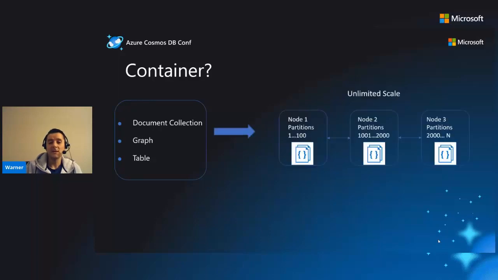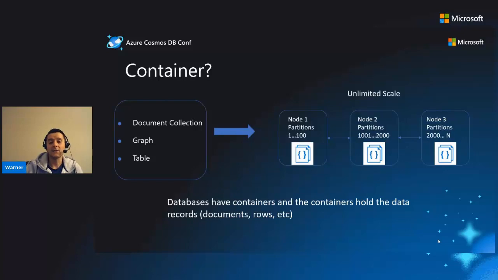Behind the scenes, these containers provide unlimited scale by dividing into multiple partitions that can be assigned to multiple nodes. And the beauty of this system is that you don't have to manage any of this on your own. All you have to do is provide a partitioning key and manage your request units, and Cosmos DB under the scenes will distribute your data and make sure that you have enough resources for your requests.